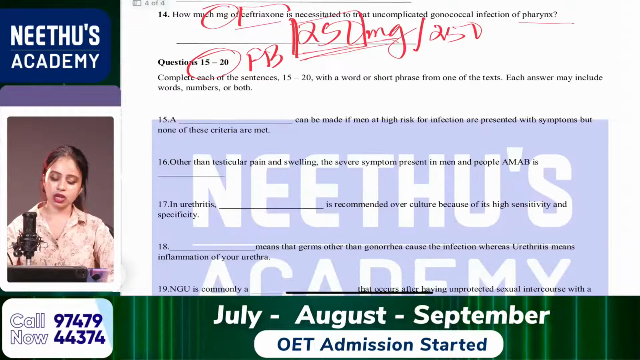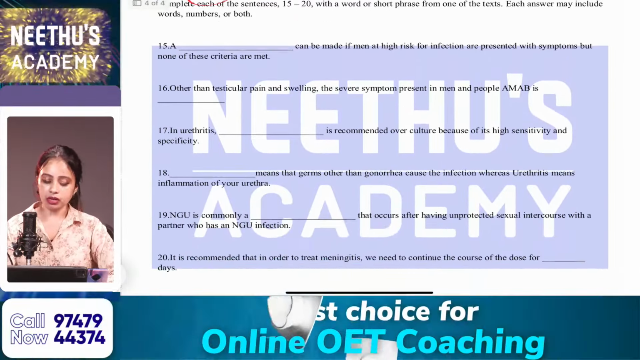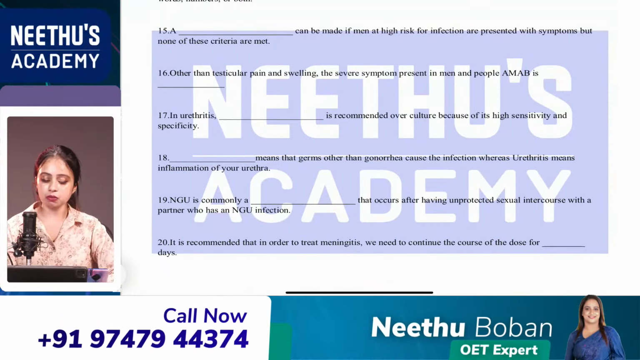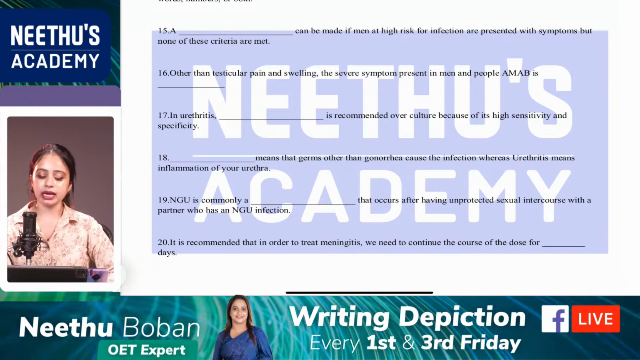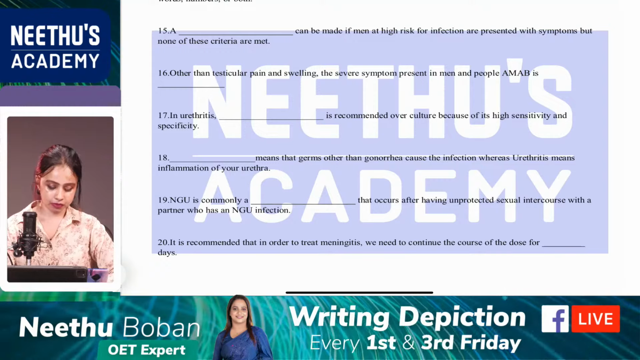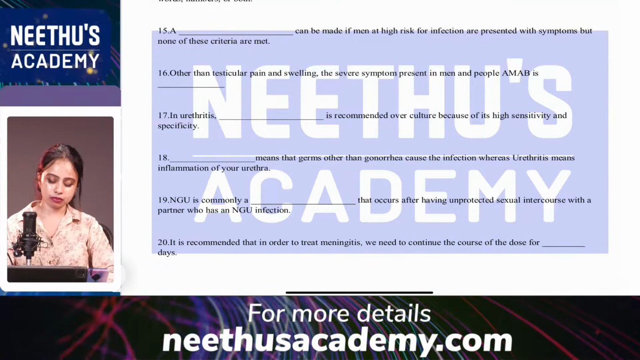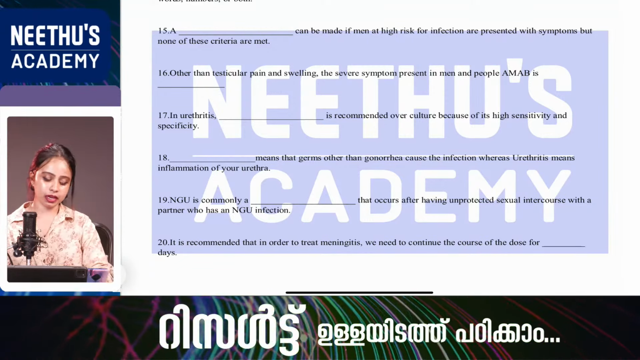Okay, so now the last set of questions. 15th one. A dash can be made if men at high risk for infection are presented with symptoms but none of these criteria are met. A dash can be made. What can be made? Any idea?